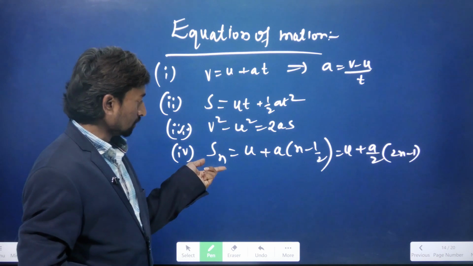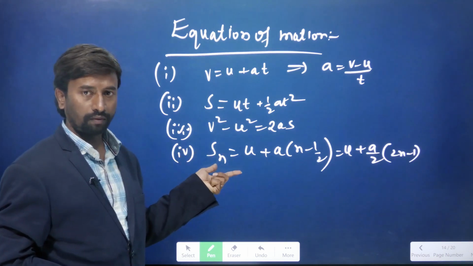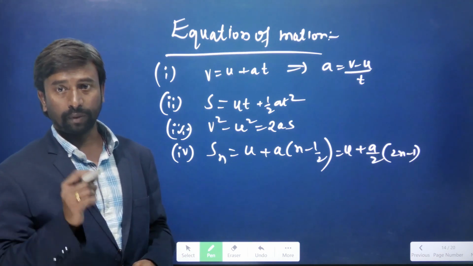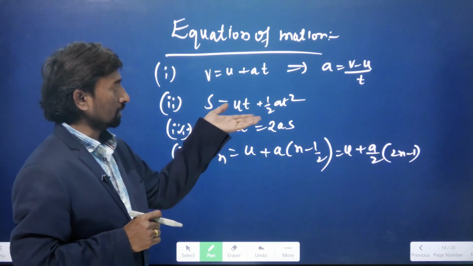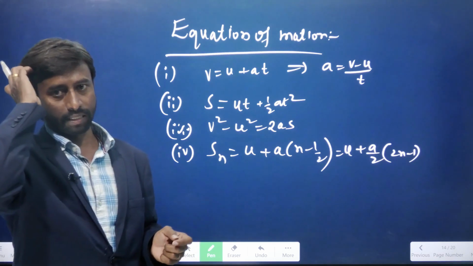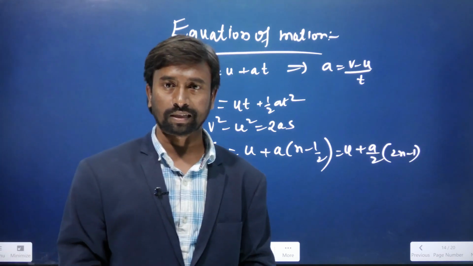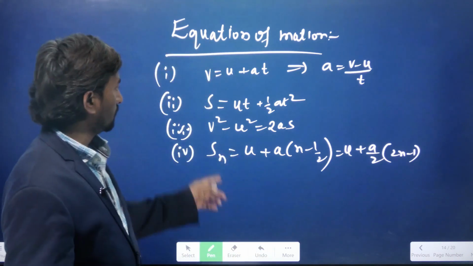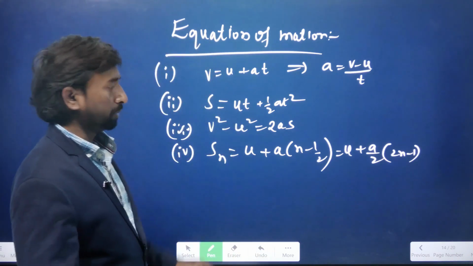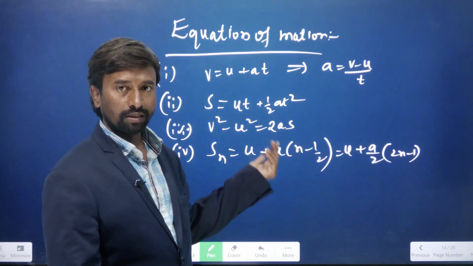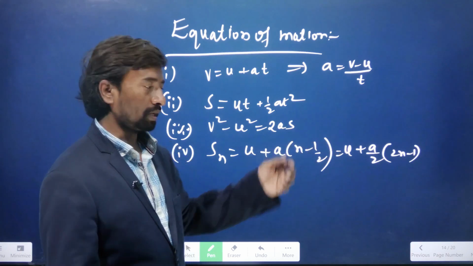And here in the fourth one, it is also the distance or displacement traveled by the body in a particular time interval. In a particular time interval means it may be the 1st second, the distance traveled by the body in the 1st second, or in the second or in the third second, like that. So the second equation gives the displacement of a body in 10 seconds or in 5 seconds or in 2 seconds, like that.